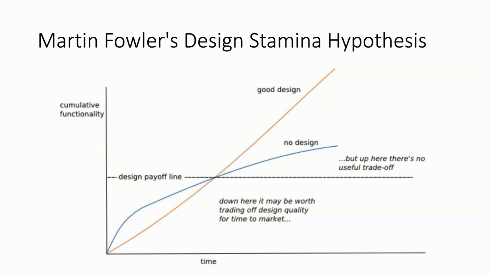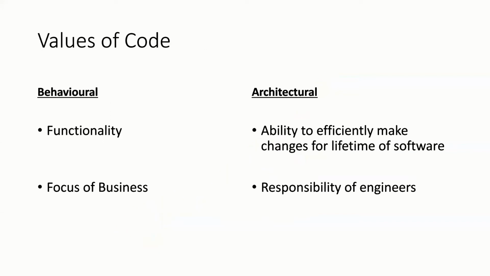Whereas on the red line, that's good design. And it's about that consistent maintainability over time. To illustrate this, Bob Martin talks about 2 values of code. He says there are a behavioral value and an architectural value. The behavioral value is about the functionality of the code. That's what the users buy. That's what the business is interested in. And that's the focus of the business. That's what they know. That's what they trade in. The architectural value of the code is about the ability to efficiently make changes for the lifetime of software.